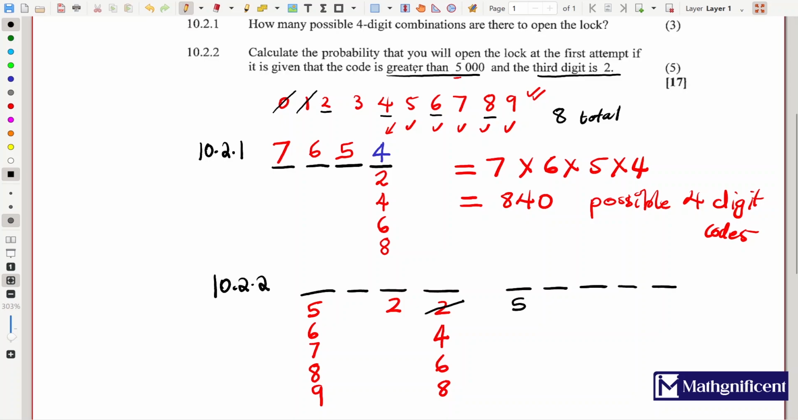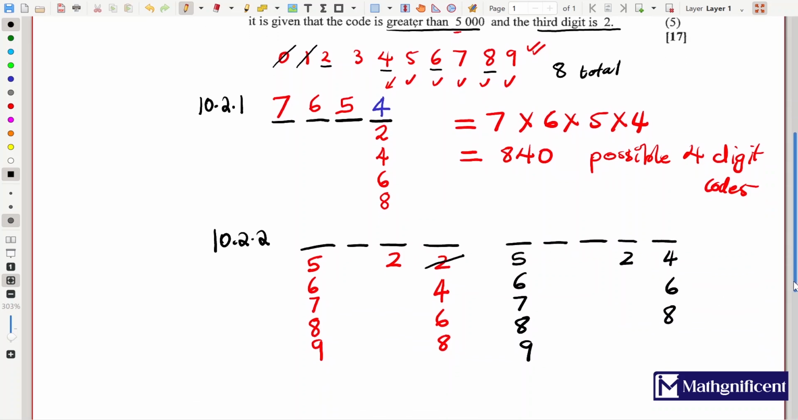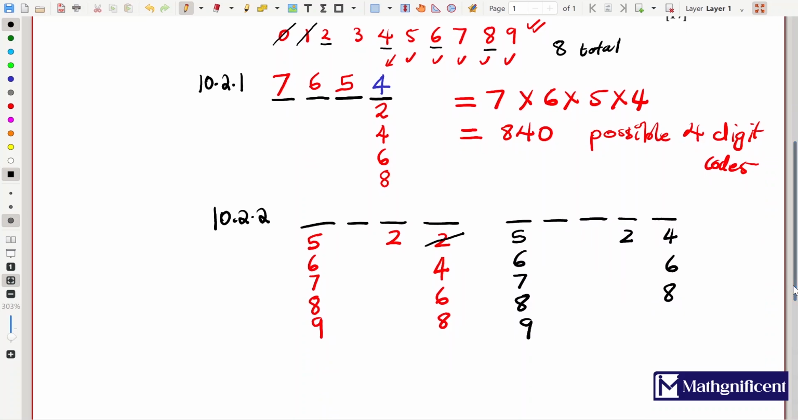We have 5 here, we have 6 here, we have 7, 8, and 9, and then these can only be 2. So meaning that here we are only left with 3 options: 4, 6, and 8. All right, so this is what we have here. But then remember, we still have a conflict, right? So how can we get rid of that?